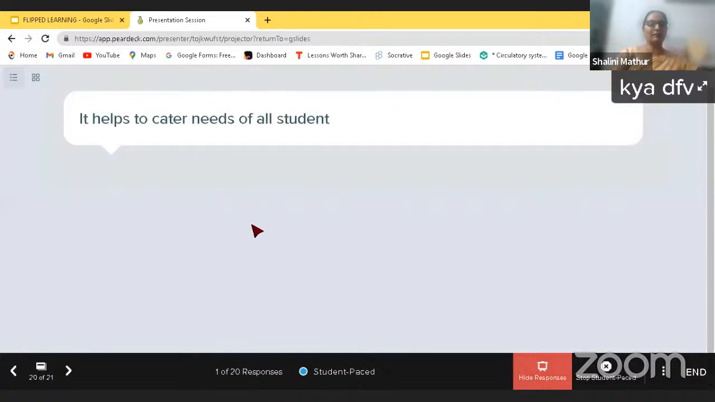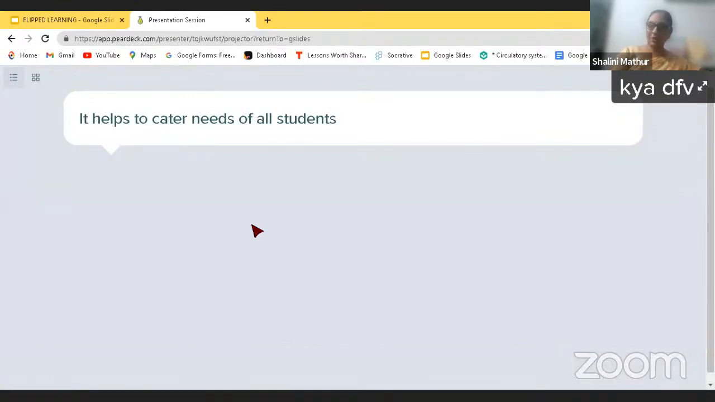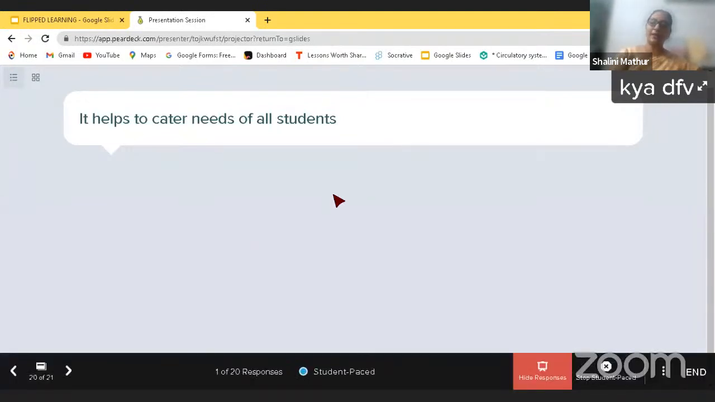So here you can see, yes, it helped to cater to the needs of all students. So this is also one of the ways of flipped learning, because here the students have no fear of judgment, because when they are writing, they are not afraid that if I write an answer, what will the teacher think. So they can answer.